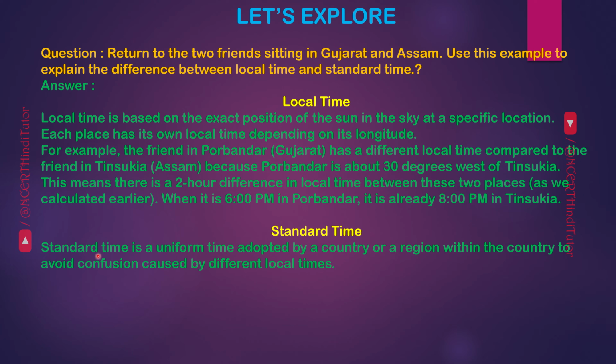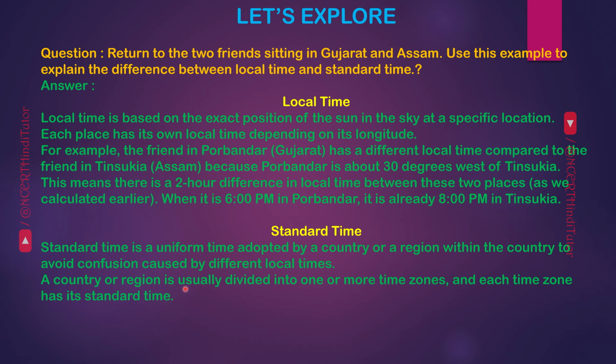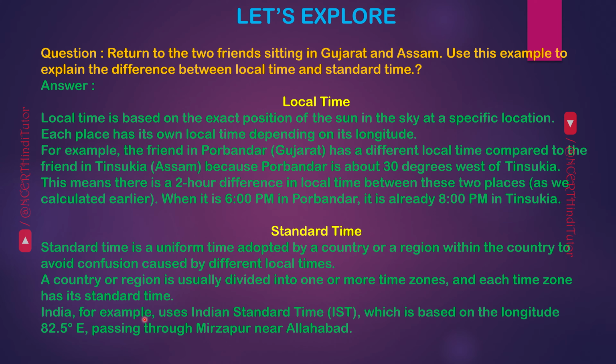Standard time. Standard time is a uniform time adopted by a country or a region within the country to avoid confusion caused by different local times. A country or region is usually divided into one or more time zones, and each time zone has its standard time. India, for example, uses Indian Standard Time (IST), which is based on the longitude 82.5 degree east, passing through Mirzapur near Allahabad. IST is 5 hours and 30 minutes ahead of Greenwich Mean Time. GMT plus 5 hours 30 minutes.